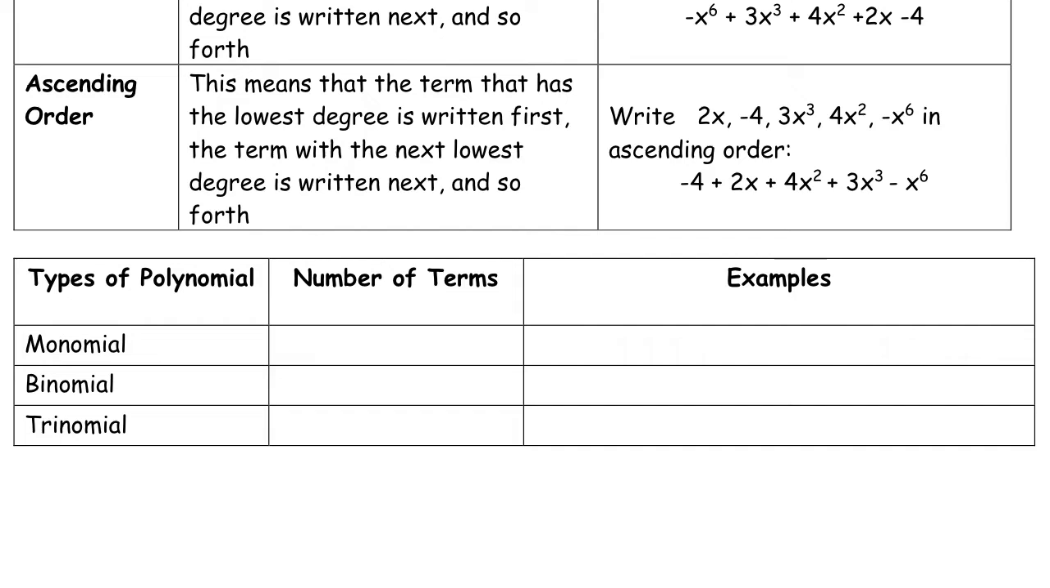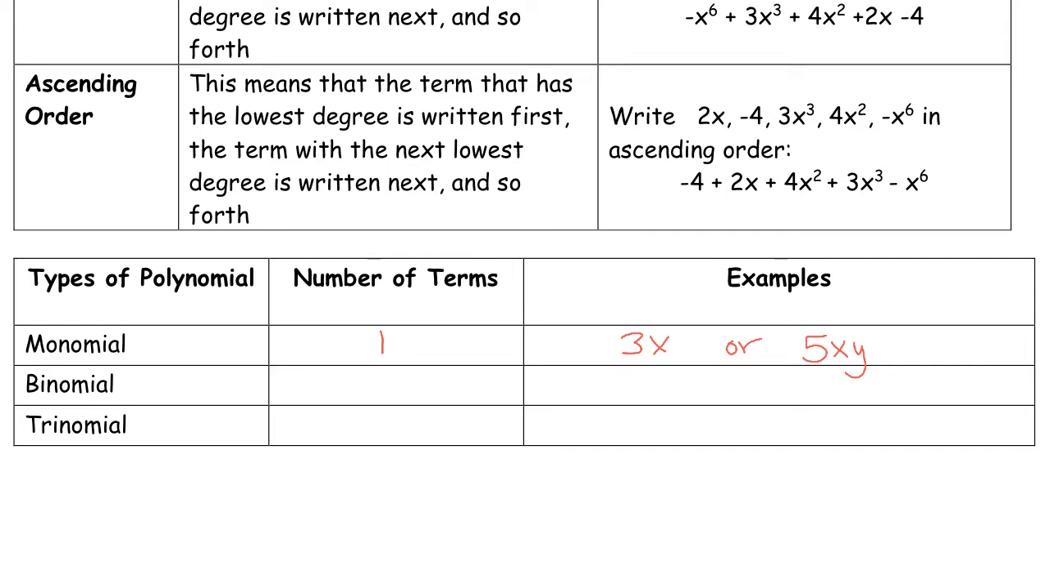Now let's remind ourselves of the different types of polynomials that we specify. If we only have one term, then we call this a monomial. An example of that would be 3x. That's just one term. Another example could be 5xy. Still one term, even though it has two variables.